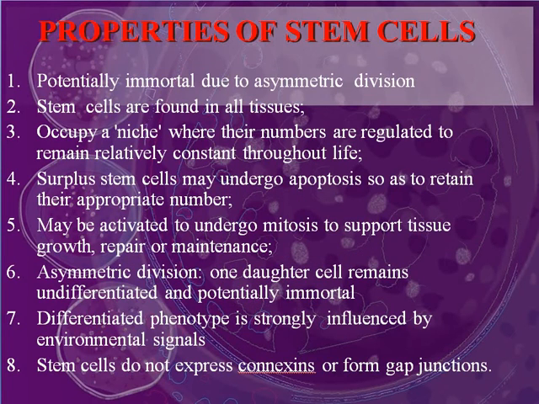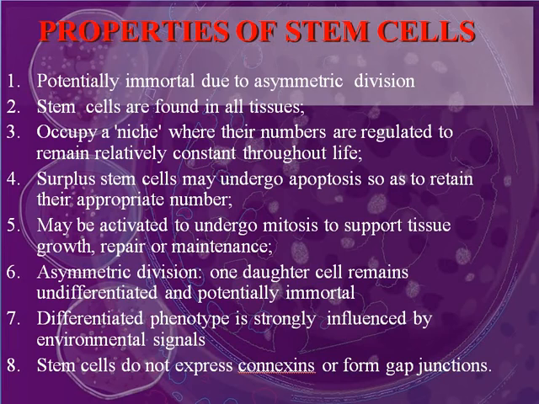So let us talk about the properties of stem cells. Stem cells are potentially immortal due to asymmetric division. Stem cells are found in all tissues. They occupy a niche where their numbers are regulated to remain relatively constant throughout life.